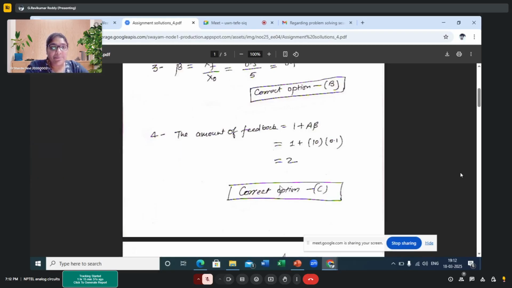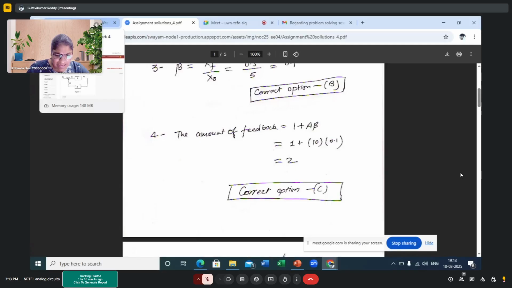But it is also 1 plus the loop gain, A beta, madam. Yes. 1 plus A beta is the factor that comes because of feedback. If there was no feedback, you would not get that factor, right? But is it called the amount of feedback? Actually, this nomenclature is new to me as well. So, I don't know how to answer these types of questions, madam.